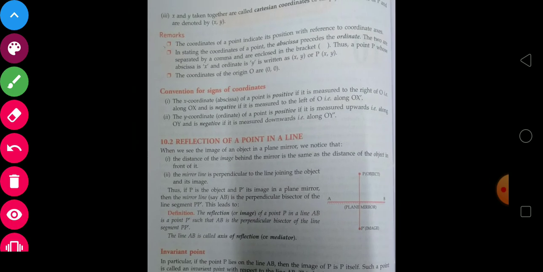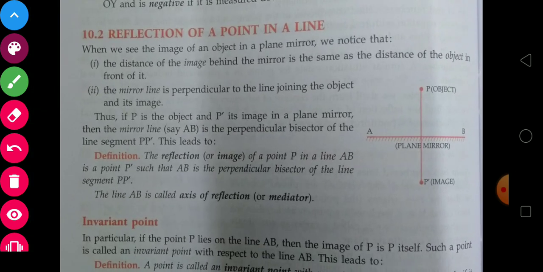So let us see the new topic, which is reflection of a point in a line. Suppose you have a plane mirror. What happens in a plane mirror? If you place an object here, you will see its reflection in the mirror, so that image is formed. In a plane mirror, the image is formed at the same distance as between the object and the mirror. If this point is M, then PM will be equal to MP dash, where you have the image. So these lengths are equal in a plane mirror.